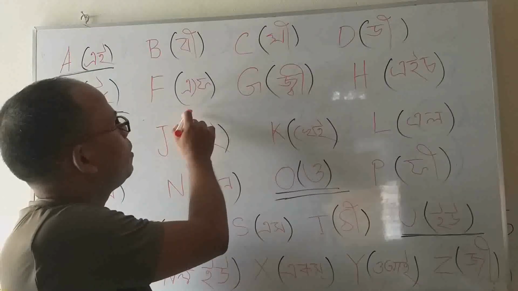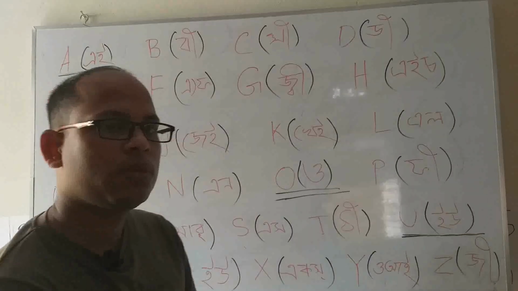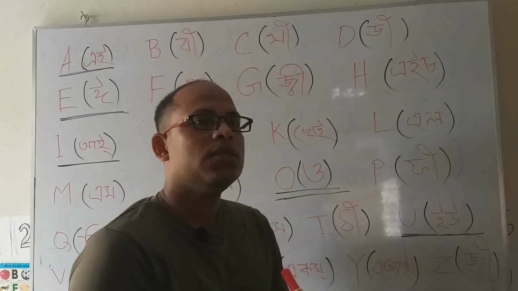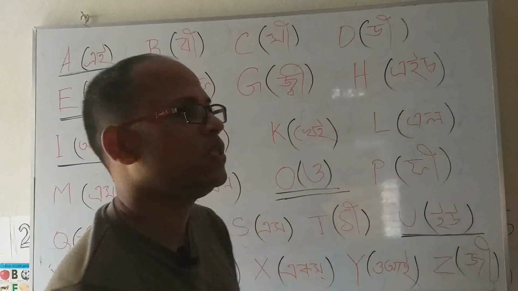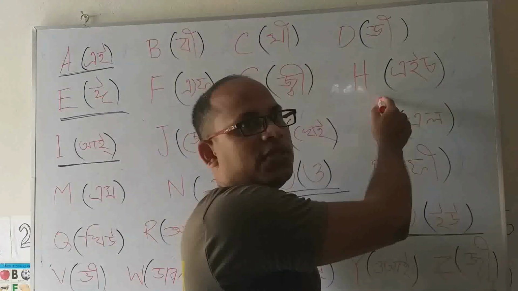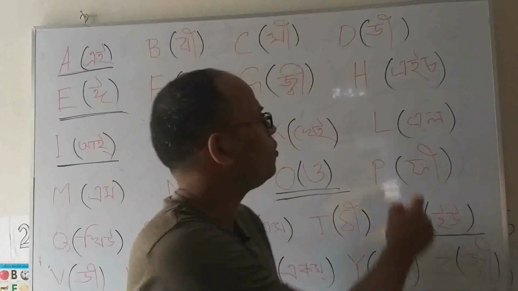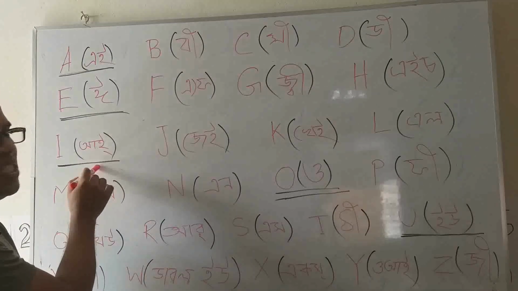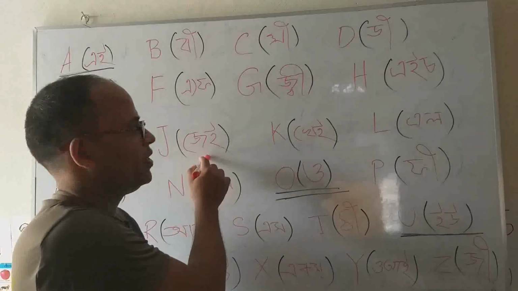F. Your upper teeth will touch your lower lip in order to pronounce this letter F. Z. Actually, for the Z sound, you need a little more duration, a little more emphasis to pronounce this letter. A's, you need a little more duration and emphasis in order to pronounce this letter. I, this is similar to the I sound. Z, you need a little more duration and emphasis.